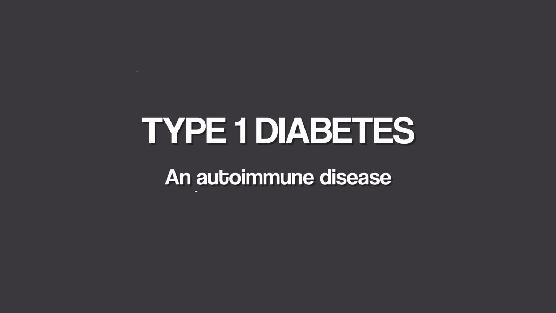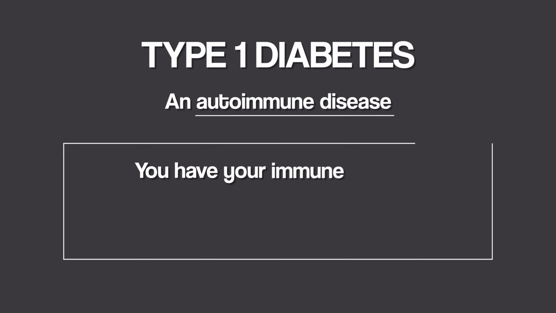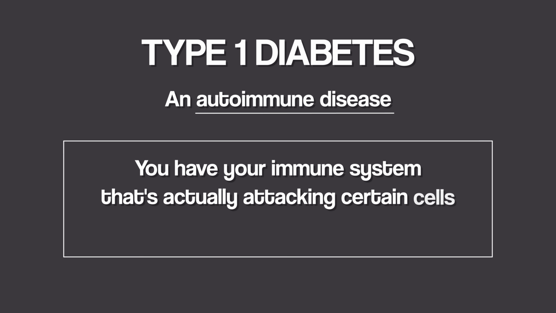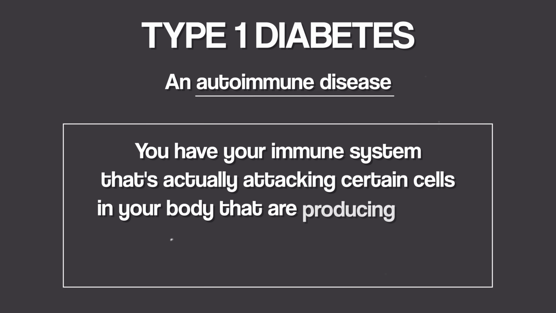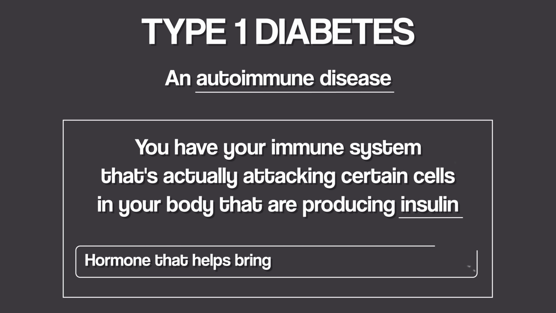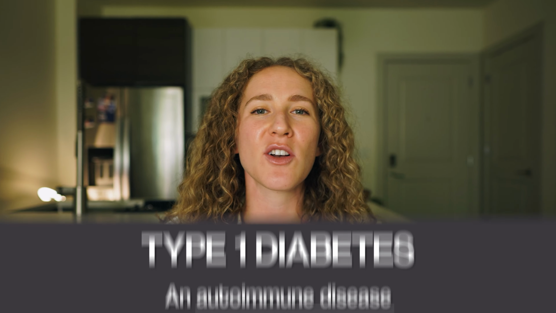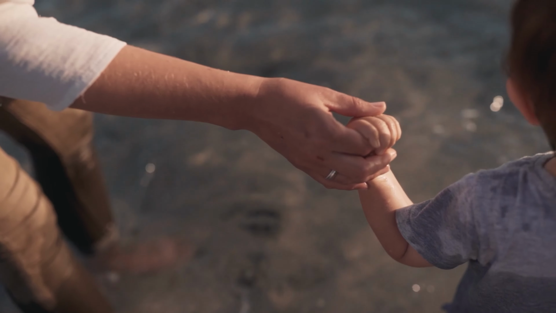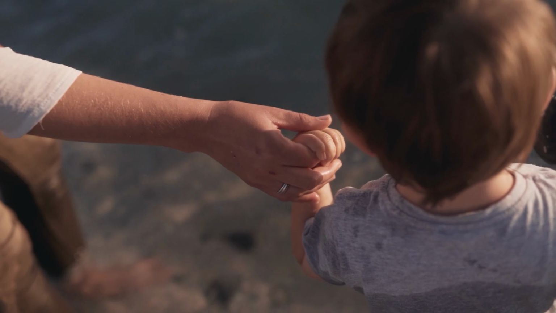We have type 1 diabetes, which is an autoimmune disease, meaning your immune system is actually attacking certain cells in your body that are producing insulin, which is the hormone that helps bring our blood sugar back down. And this is all happening in the pancreas. So people who have type 1 diabetes cannot make insulin because their own immune system attacks the cells that make it. So typically we're going to see somebody with type 1 diabetes have these symptoms starting from when they're even a baby or just a child or a teenager.